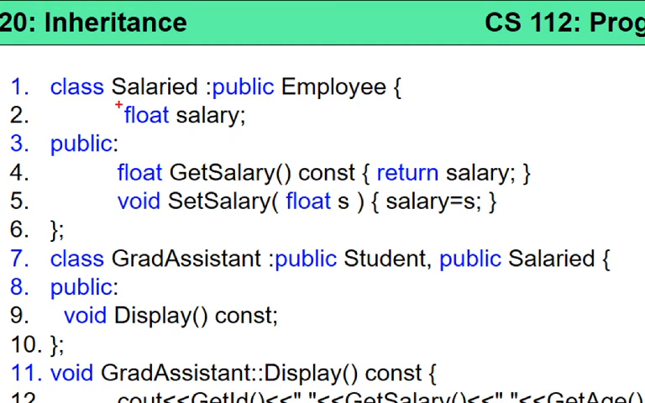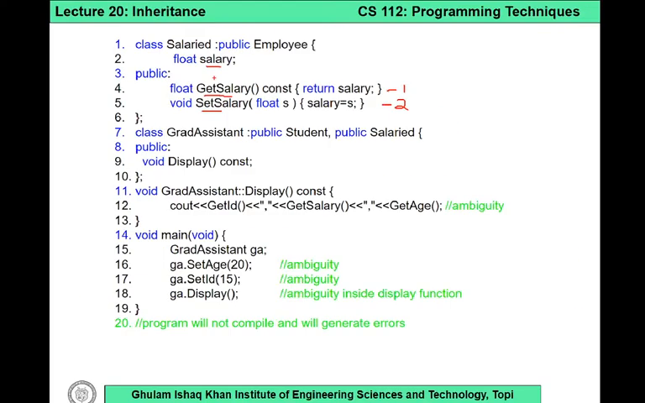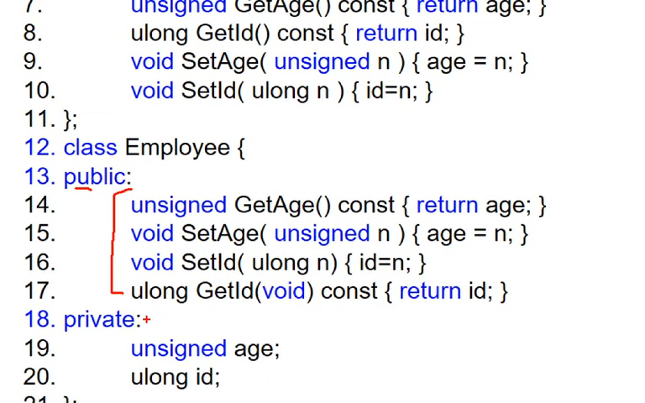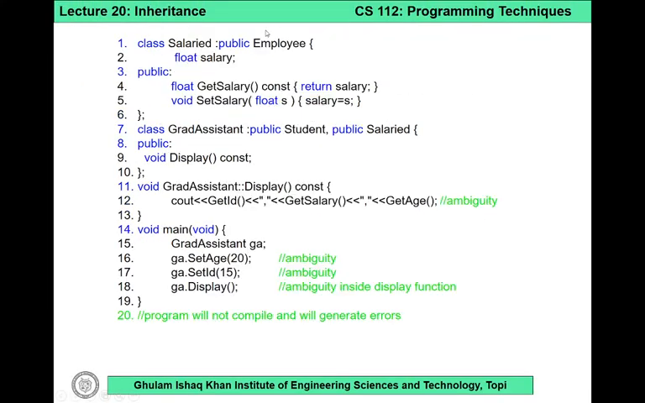So this salaried class has its own 2 functions, set salary and get salary, which simply assign and return the value of this salary variable. So in total, this salaried class has 2 functions of its own, but it receives these 4 functions from its base class because they are public. And it is not receiving any variable from the base class because the variables are private. If these were protected, they would have been available in the child class, right?